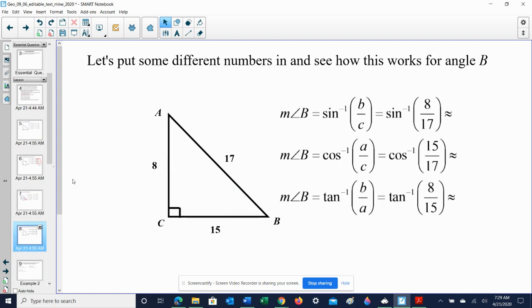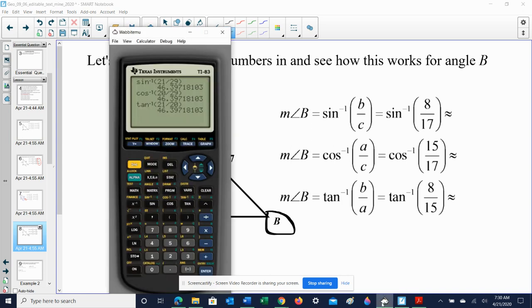So here, three different numbers. Not the same as the last problem, but I'm trying to find angle B this time. Measure of angle B is equal to the inverse sine of B over C, which is the inverse sine of opposite over hypotenuse. We're at angle B. We're over here, opposite hypotenuse. Go back to the calculator. And clear these out for that problem.